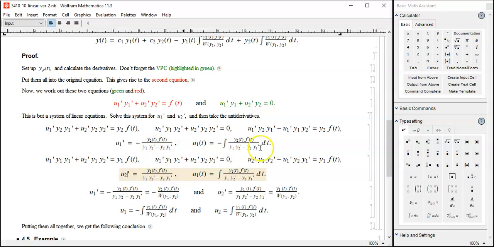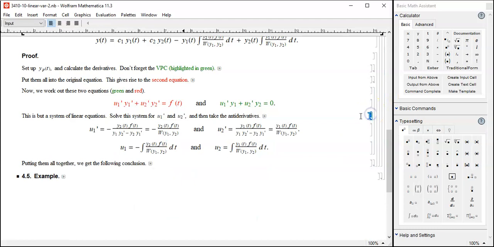And then if you take the antiderivative, then this integral and that integral. You see? This line is coming from the system of linear equations here, red equation and green equation. Nothing fancy. A lot of symbols, but nothing more than just a system of linear equations. And then take the antiderivatives, and we have these two integrals.